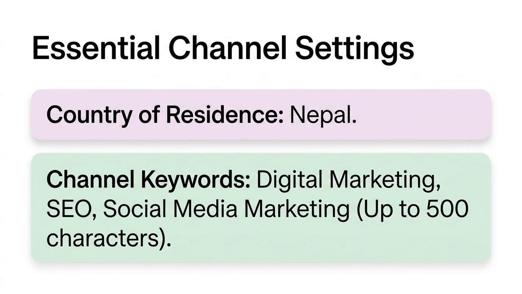Next, navigate to the Settings gear in YouTube Studio. Under the Channel tab, set your country of residence. Then, input your channel keywords. These are crucial for SEO. Add terms like digital marketing or SEO. You have up to 500 characters, so use them wisely to tell the algorithm exactly what your channel is about.